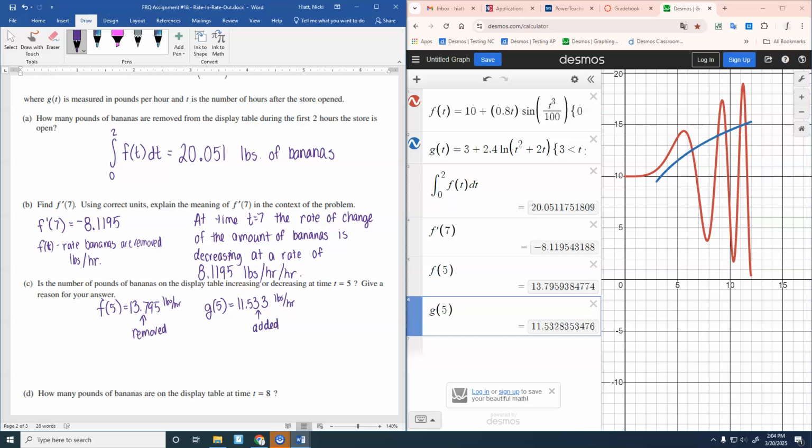Another option for this, so what Joshua said, where you could do g of 5 minus f of 5 and see if it's positive or negative. We also could just look: bananas are being removed at a rate of 13.795 pounds per hour. They are being added at a rate of 11.533 pounds per hour. Therefore, you're removing more than you're adding, so your number of bananas should be decreasing at this point.